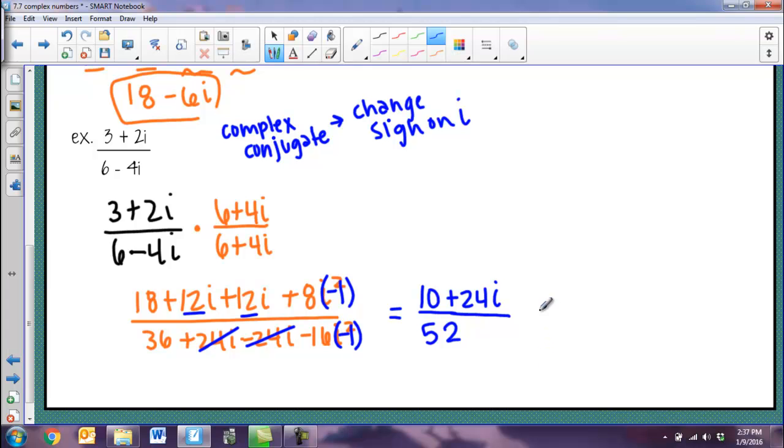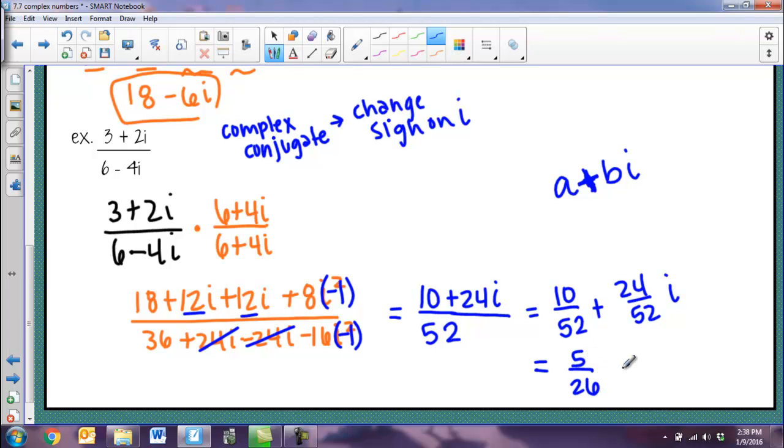You could simplify this down a little bit, and what I like to do, since I'm looking for something that's in the form of a plus bi, is go ahead and split this fraction up, and I'm going to have 10 over 52 plus 24 over 52i. And we're allowed to do that, rules of fractions and everything. And then I can simplify my fractions down a little bit. This guy would divide by 2, so 5 over 26. And then this one would divide by 4, so 6 over 13i, and then that's in that form that they always ask me to simplify to, number plus something times i.